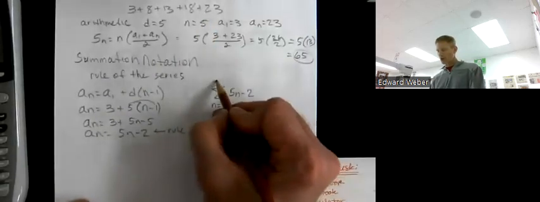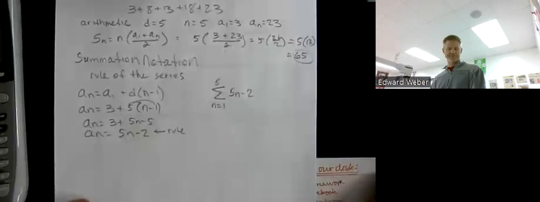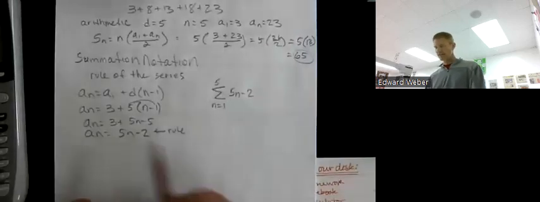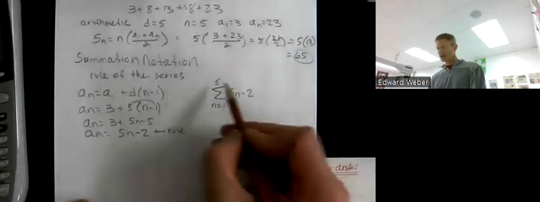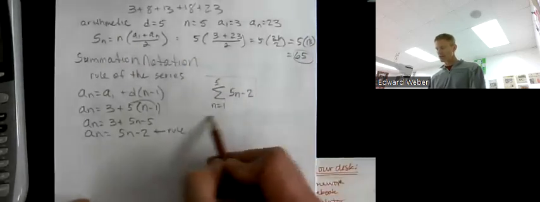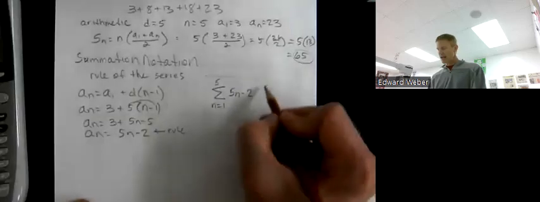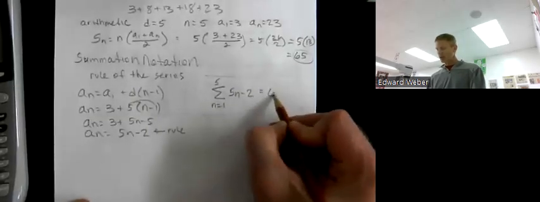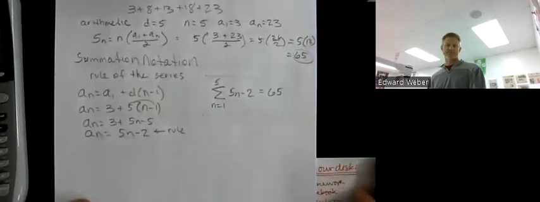So we're going to be going all the way to 5 to get each of our terms. So that's our sigma notation, and this would actually equal 65.